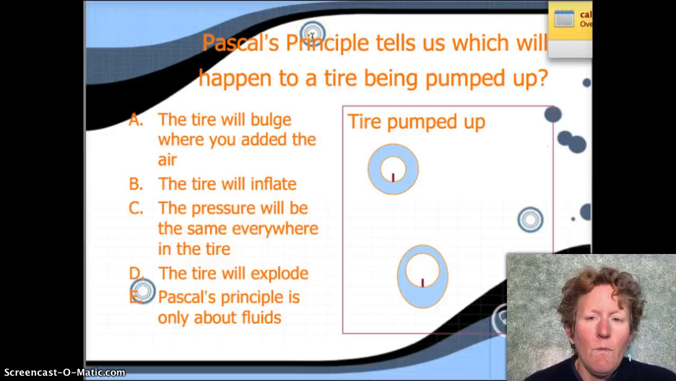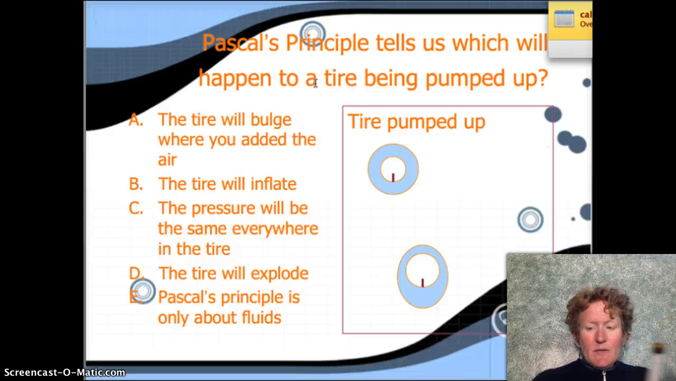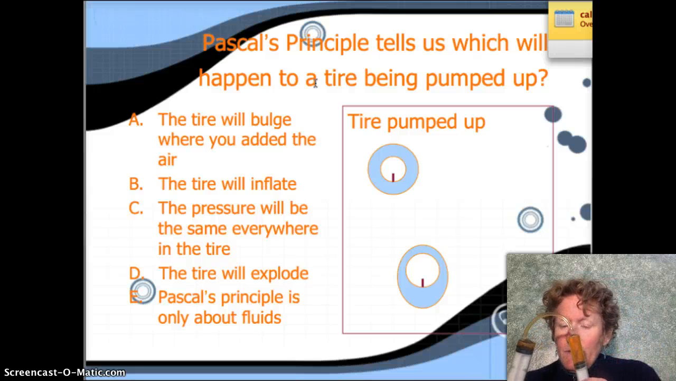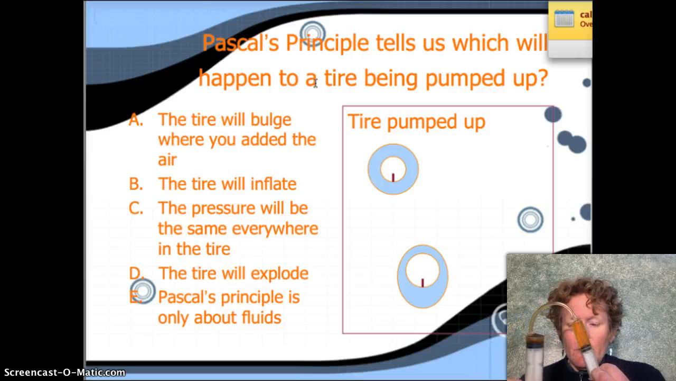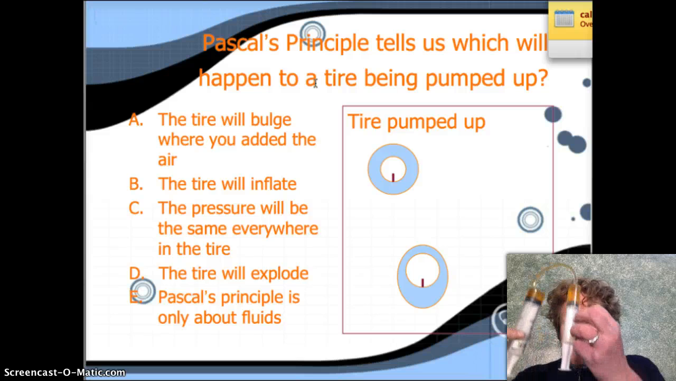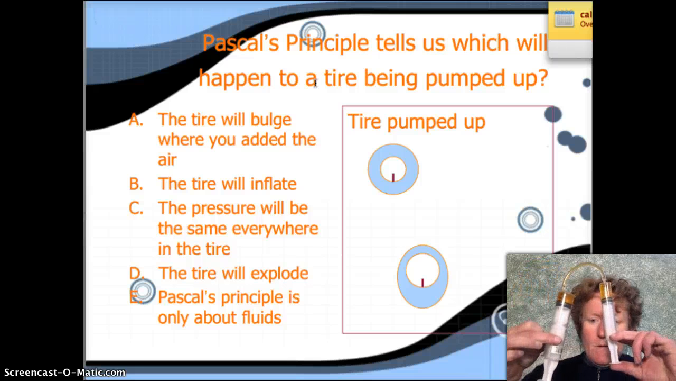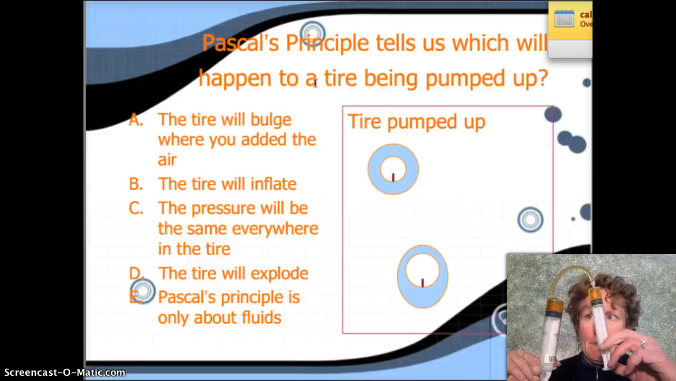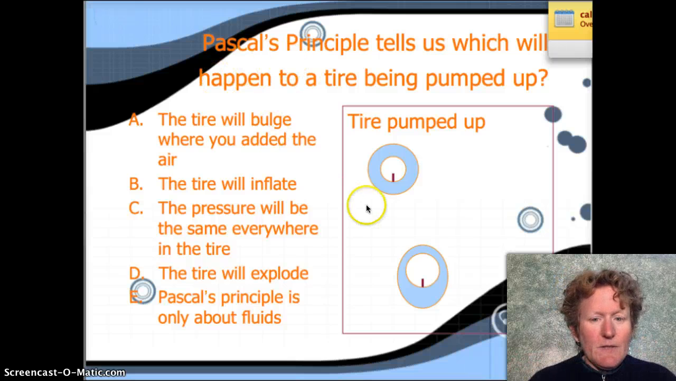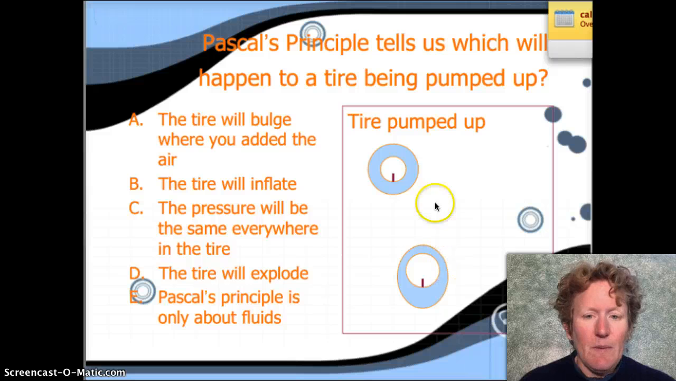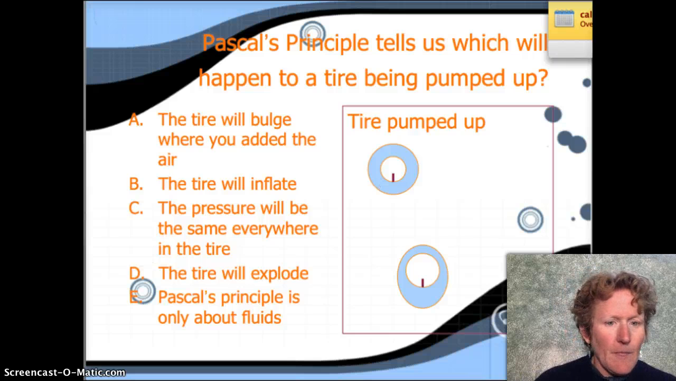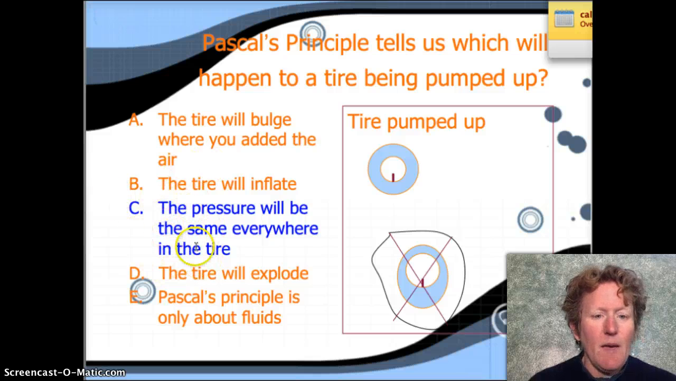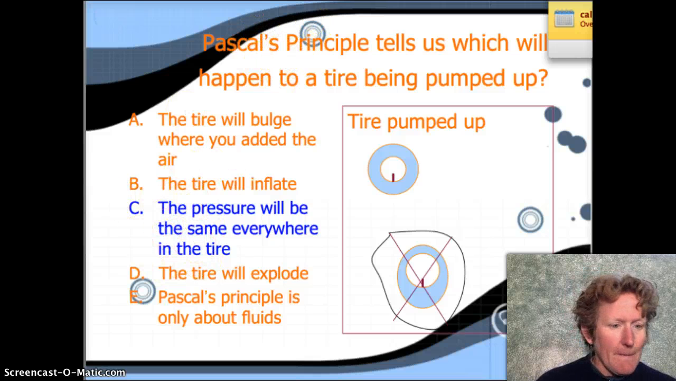Pascal's principle tells us something about what's going to happen to a tire when it's being pumped up. Remember, Pascal's principle tells us that if pressure is applied to a system, it's equalized. So if I increase the pressure in one side, it's going to change and equalize the pressure in the whole system. The tire's not going to bulge. It's not going to do this when you start to pump it up. The pressure is equalized in the tire as you increase the pressure by adding more air molecules. So the pressure is going to be the same everywhere, and that's Pascal's principle.